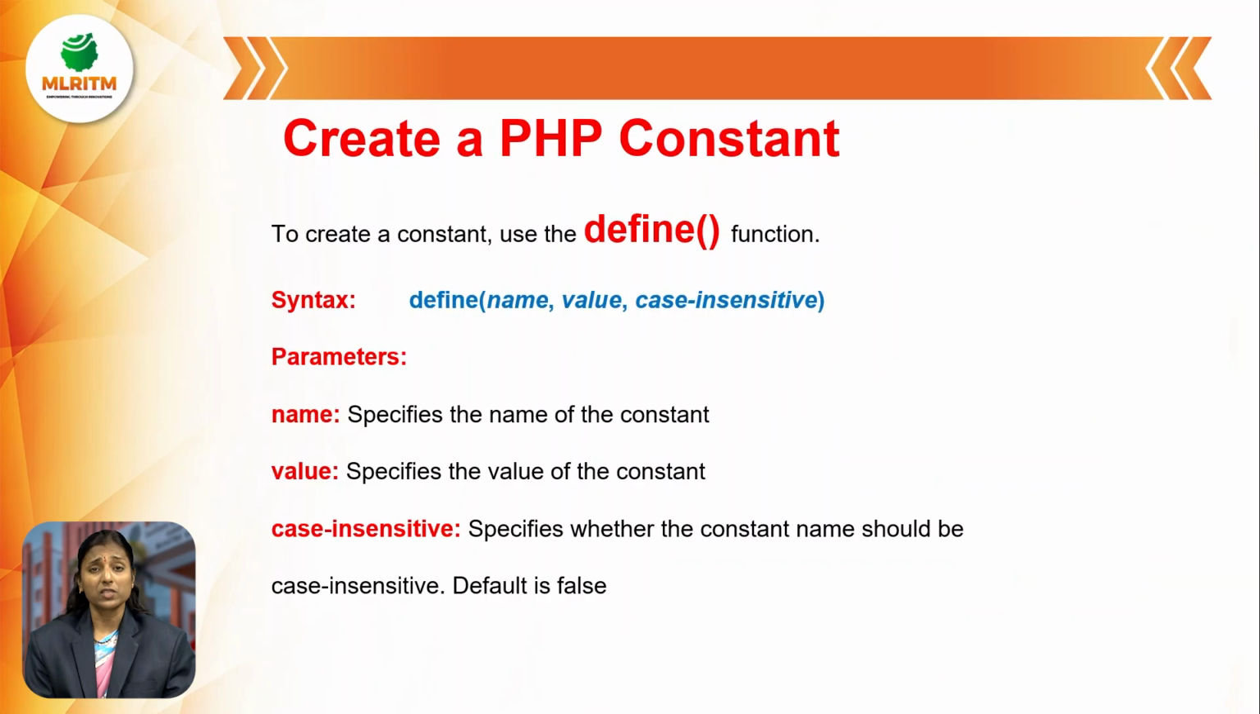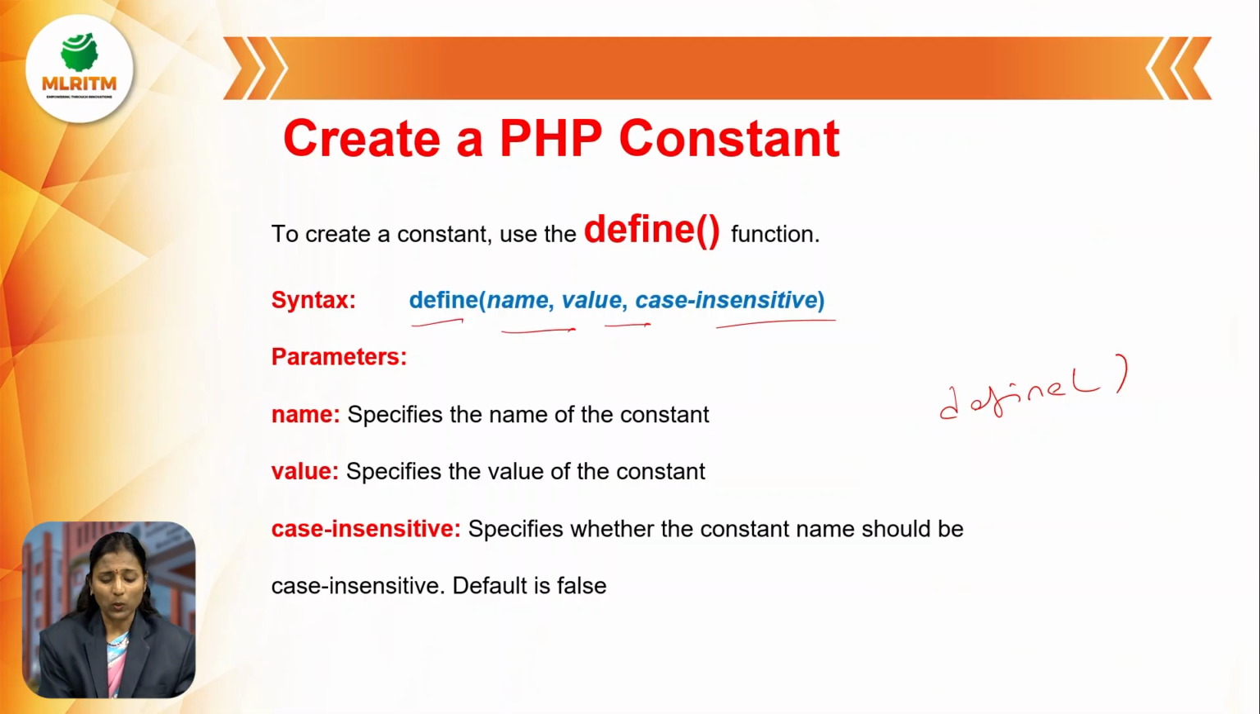PHP constants can be created by using the define function. What is the syntax of define? define(name, value, case-insensitive). In this format, the constant can be created.